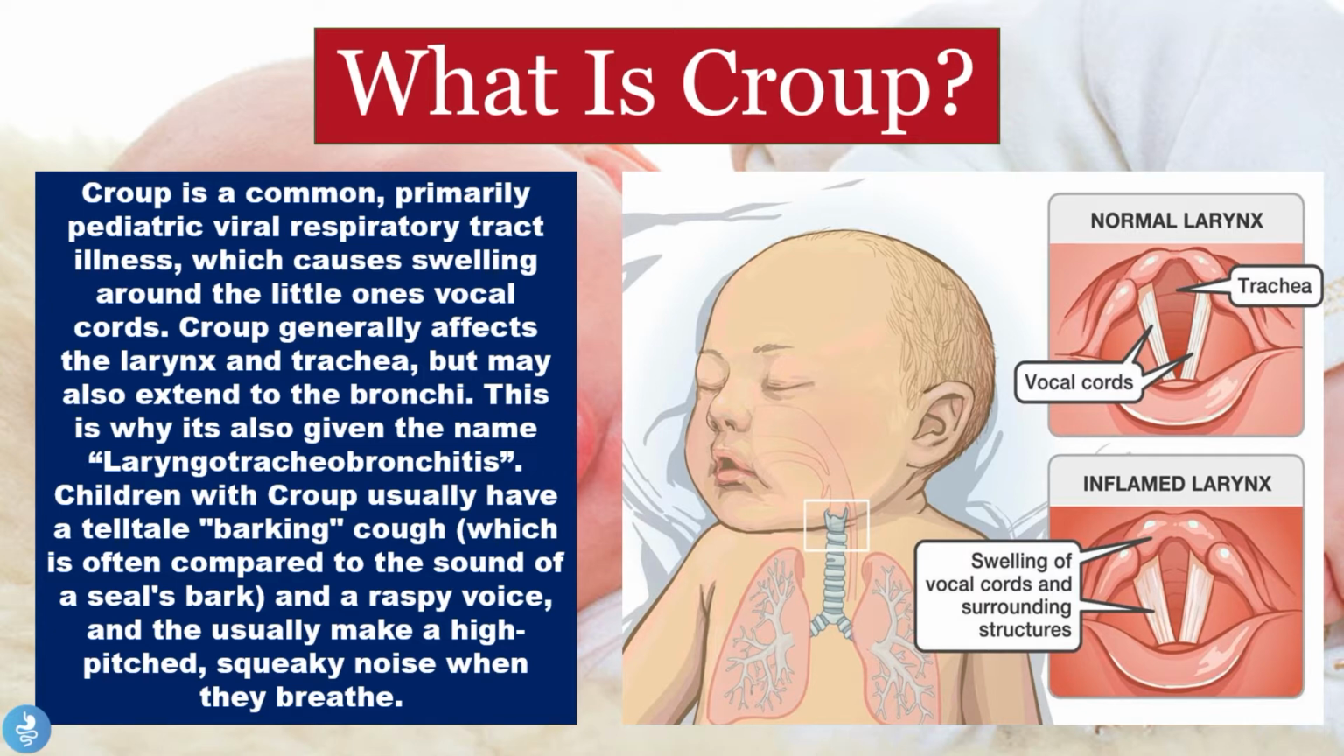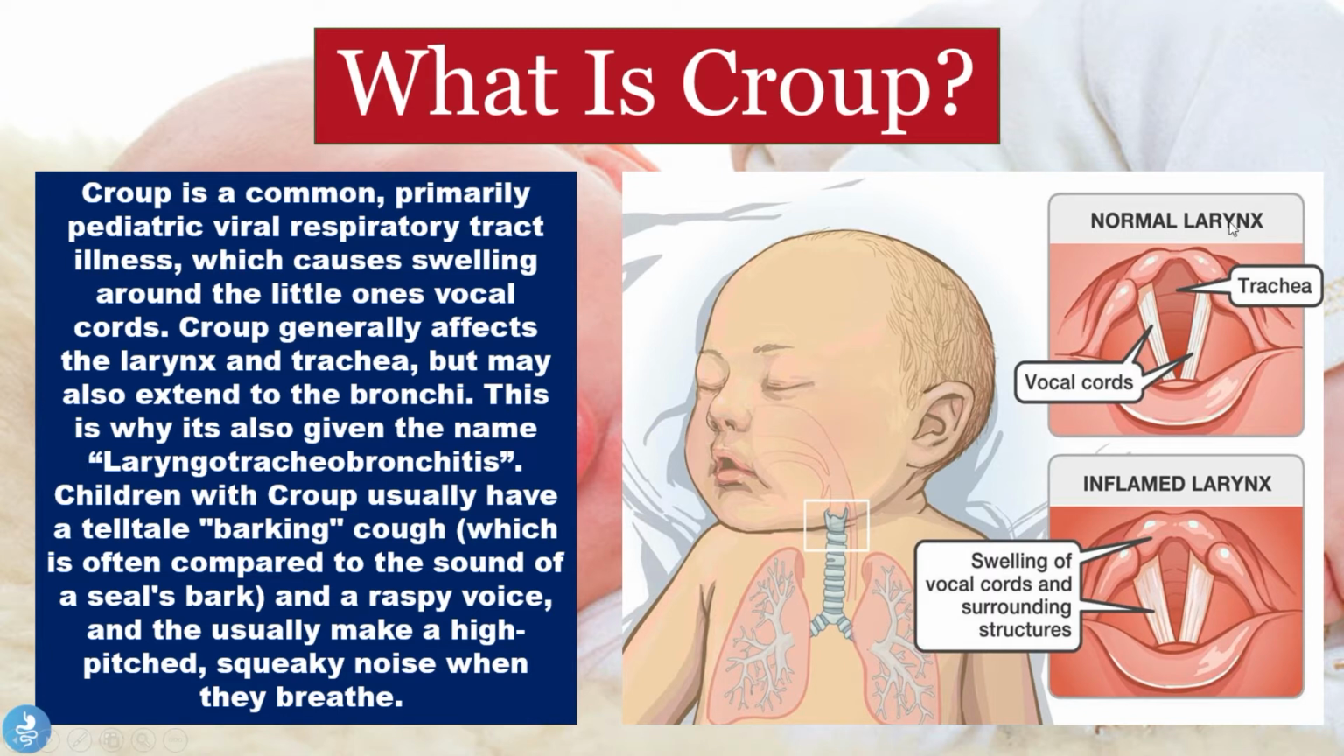So children with croup usually have a telltale barking cough, which is often compared to the sound of a seal's bark, and a raspy voice. And they usually make a high-pitched squeaky noise when they breathe. So from this definition of croup, we get that it's actually a very common pediatric viral respiratory infection, and it causes the swelling around the little one's larynx, trachea, and bronchial areas.